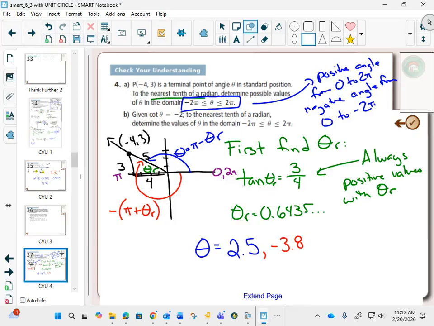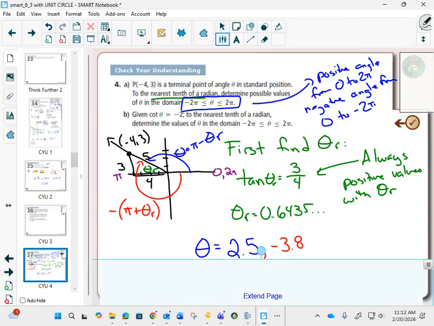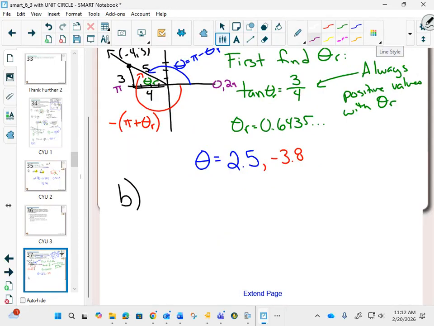Part B here, we're given cotangent of theta equals negative 2. Anytime you're given one of the reciprocal functions, you can write the one that corresponds to it. Notice here the angle doesn't change, but the ratio is the reciprocal. So cotangent of theta is equal to negative 2, then tangent of theta is equal to negative 1 over 2.